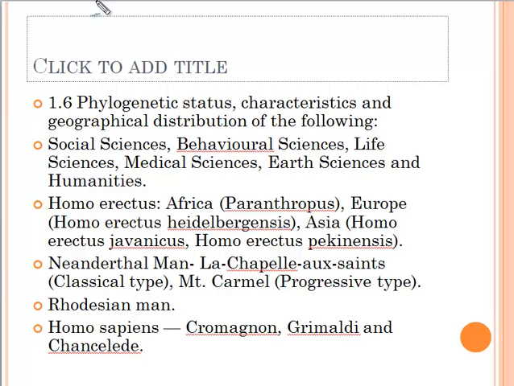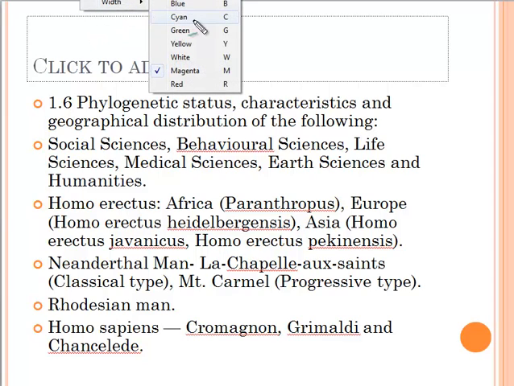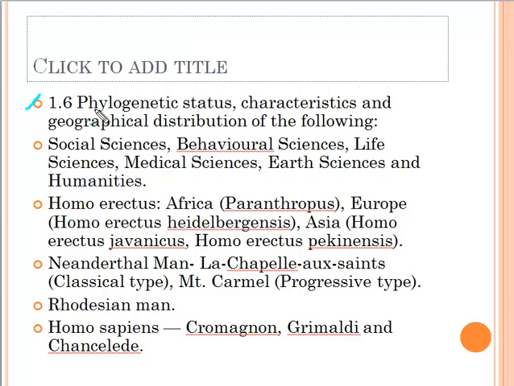Okay, then coming to the sixth chapter, 1.6, that is phylogenetic status. This is very important. Phylogenetic status means the relative status of any particular species in their evolutionary chart.